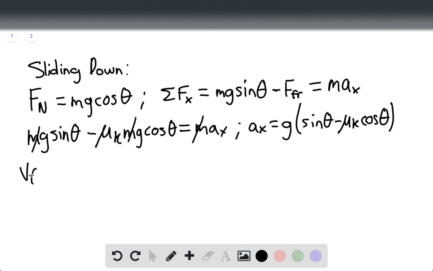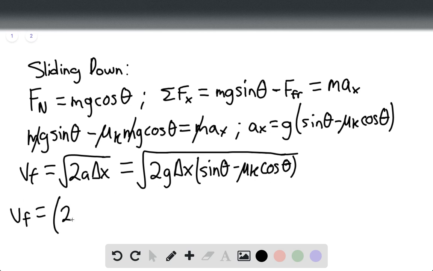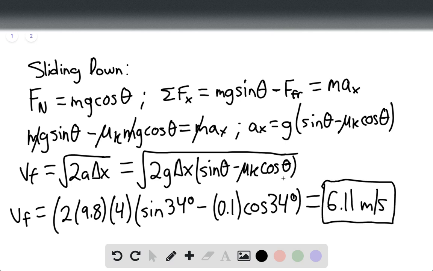We know that the final velocity equals the square root of 2 a delta x. So we can say that this is going to equal the radical of 2g delta x times sine of theta minus mu k cosine of theta. And so we can say that final velocity equals the square root of 2 times 9.8 times 4 meters, times sine of 34 degrees minus 0.1 cosine of 34 degrees, and this equals 6.11 meters per second. So this will be our final velocity at the end of the incline.